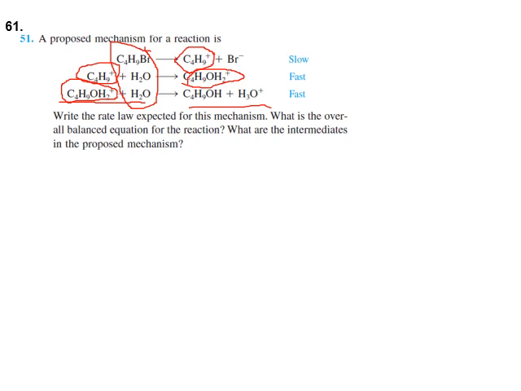The intermediates are going to be those two things that I circled with the plus charges, C4H9 plus and C4H9OH2 plus. The rate law would be determined by looking at your slow step. So the rate equals some rate constant k times the concentration of C4H9Br here. And that's the only reactant, so it's the only thing that goes in the rate law. Next slide.